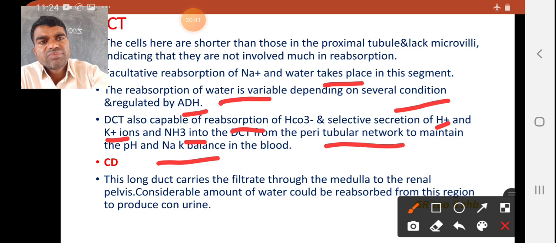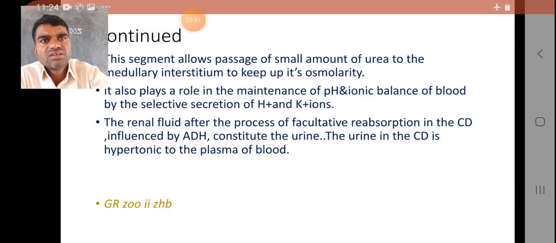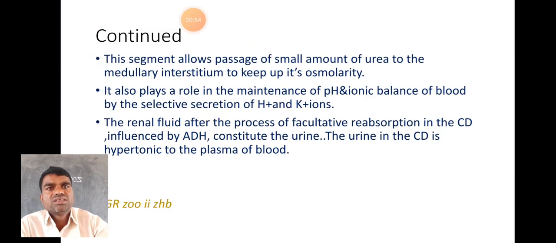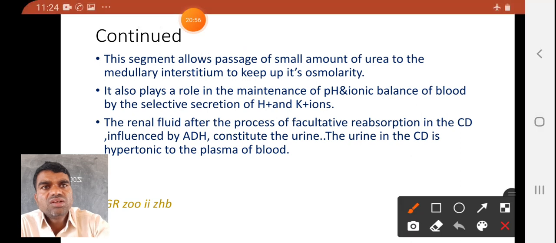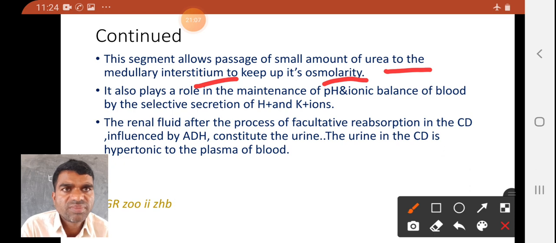In this CD, it contains highly concentrated substances, that is called urine, right? Now continuation. This segment allows passage of a small amount of urea to the medullary interstitium to keep up its osmolarity. The small amount of urea going to the medullary interstitium region is maintaining osmolarity.